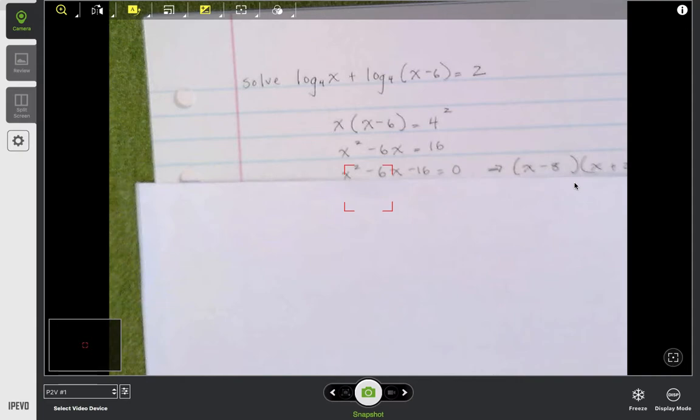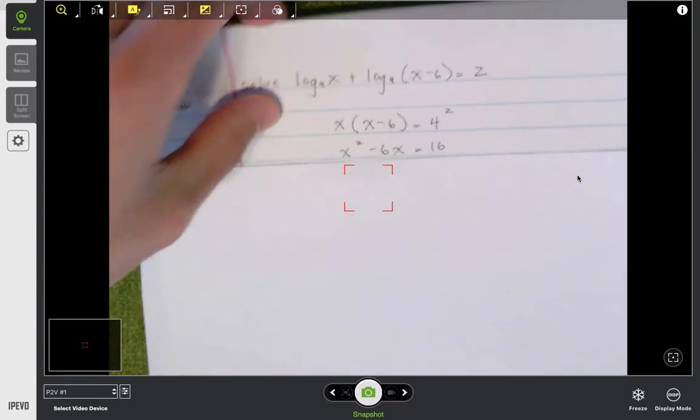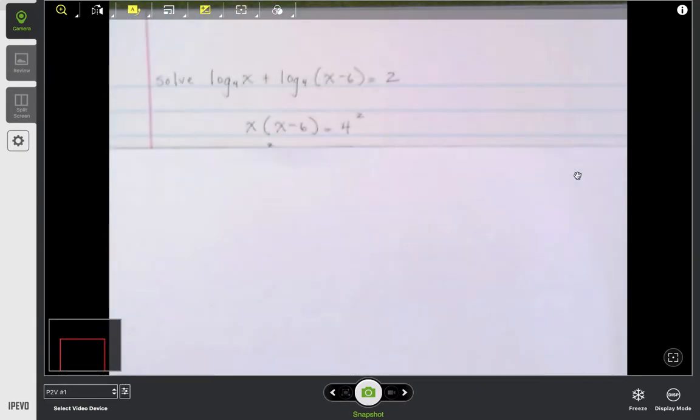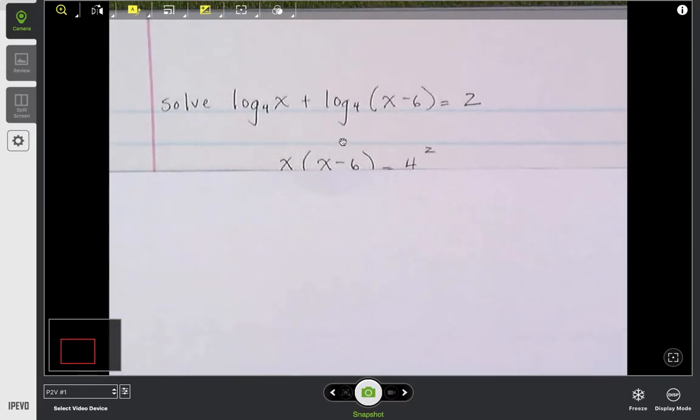Finally, let's have a look at logarithmic equations and see how we can use log properties to sort those out and make sense of those. Originally I'm asked to solve this equation here. The first thing I notice is that the bases are the same on the left-hand side, and it appears to be an addition problem.